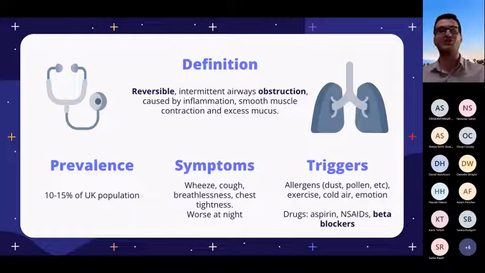But beta blockers, you really do need to watch out for in asthma, because it just does the opposite of what the asthma medications are doing, potentially closing those airways. We'll go into a bit more about that in a bit.